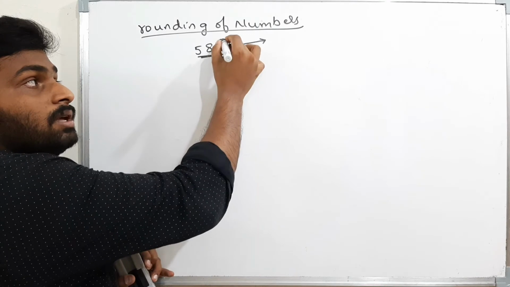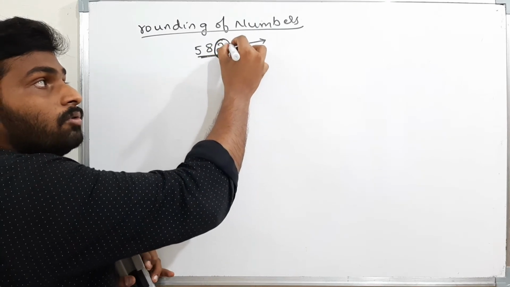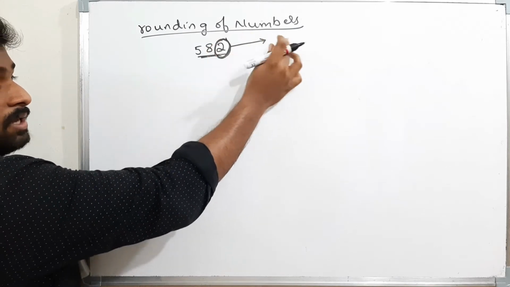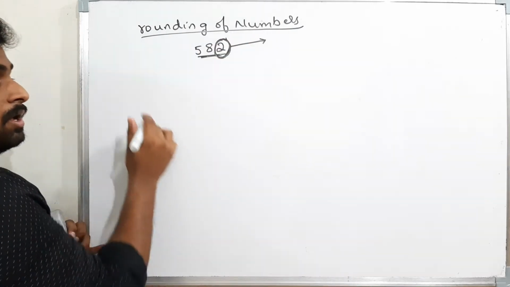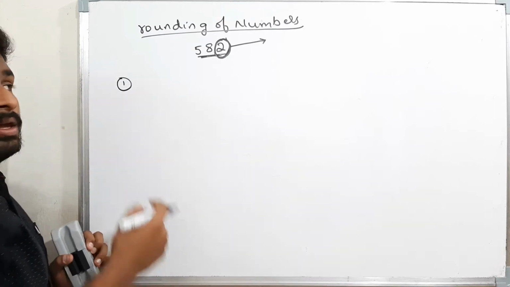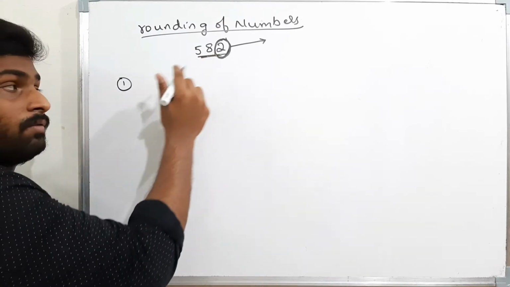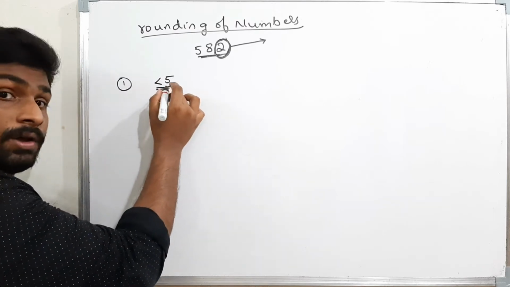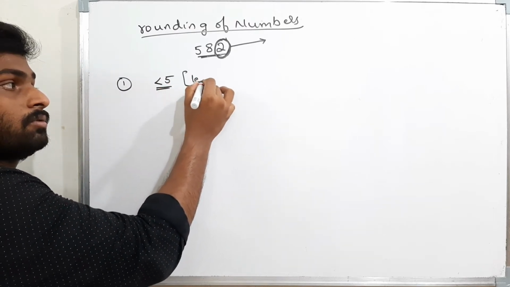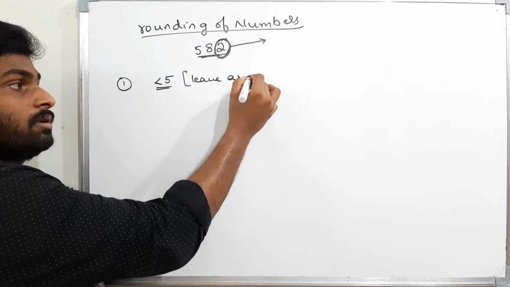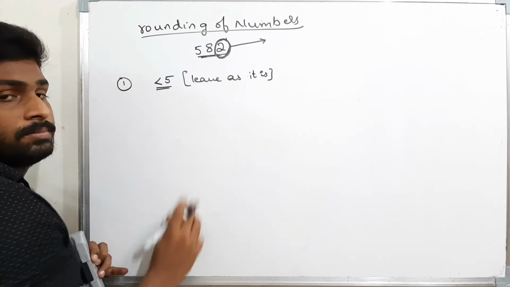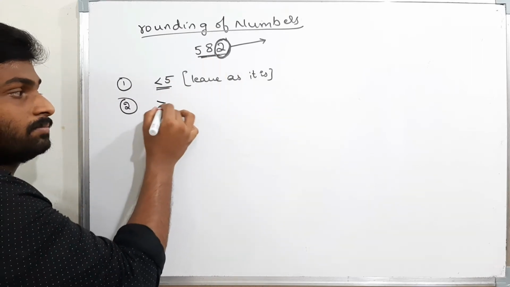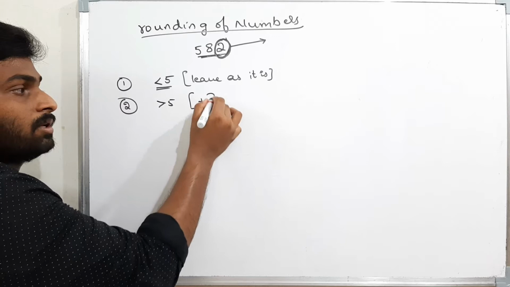That means this is the number I am going to round off. Observe carefully, this is the number which I am going to round off to get the answer as two significant figures. Now see the rules. First rule, if the number I am going to round off is less than 5, then we should leave it as it is. Now if the number I am going to round off is greater than 5, then add plus 1 to the before digit.